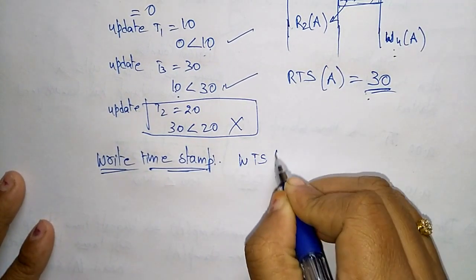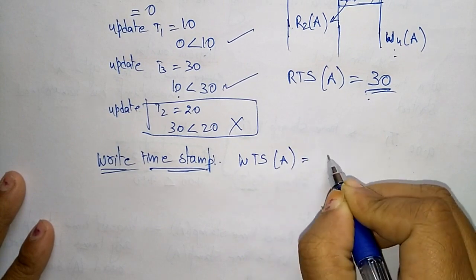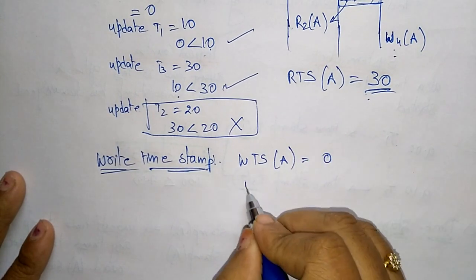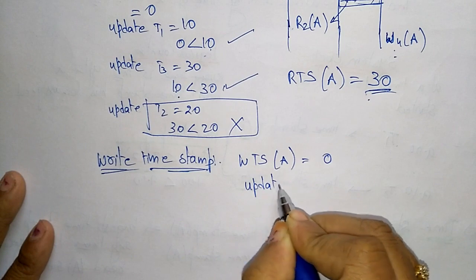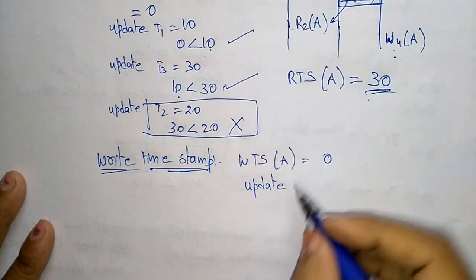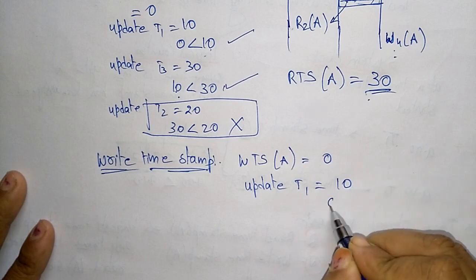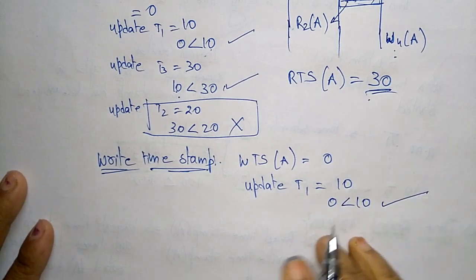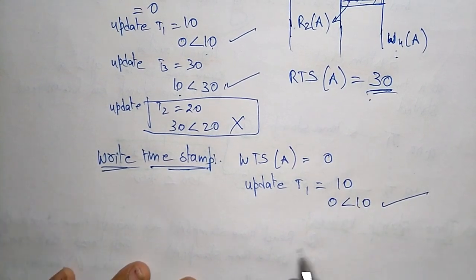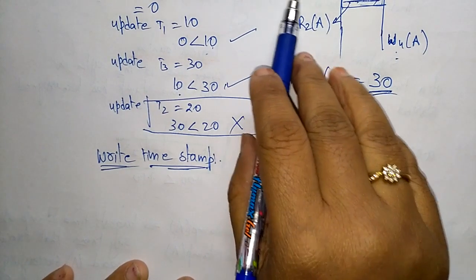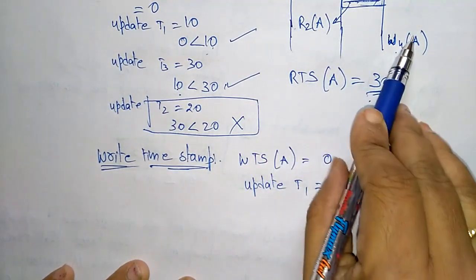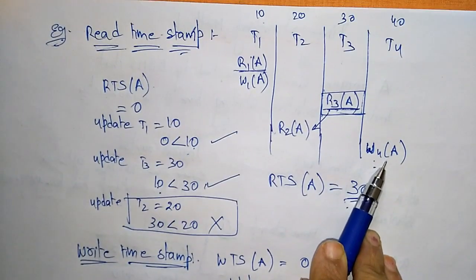Coming to write, just take the same example. The write timestamp of A, starting, is 0. Now update A. At T1 the timestamp is 10. So 0 is less than 10. This transaction is okay. Now coming to the next update, where will the next write be? The write will be at 40.